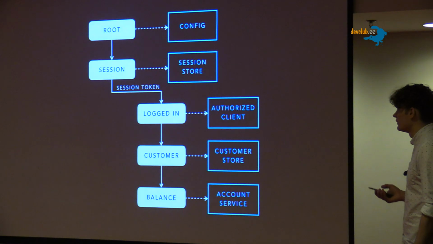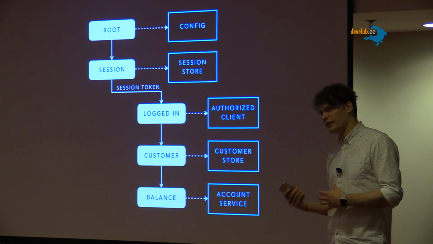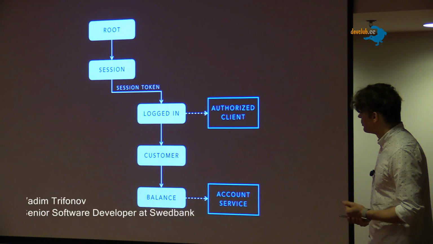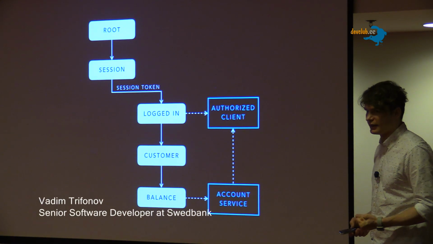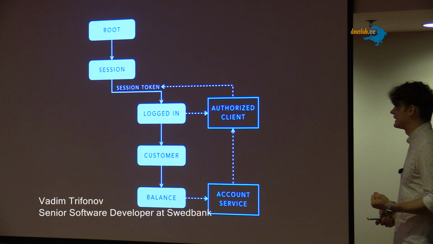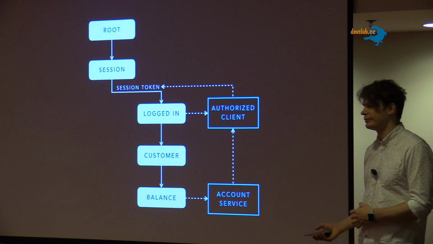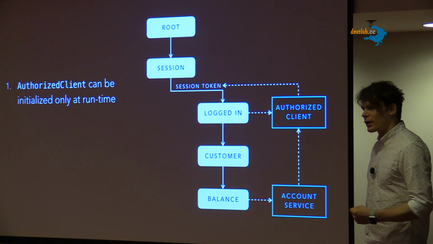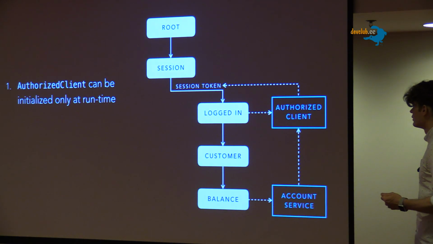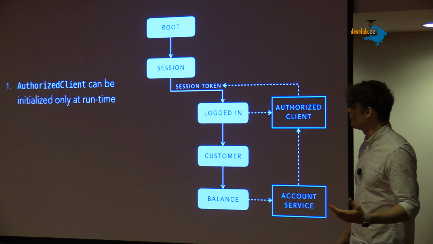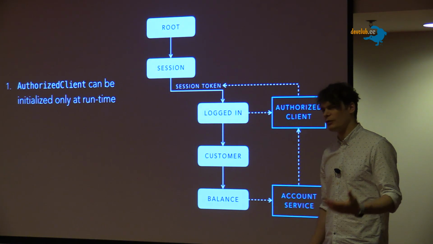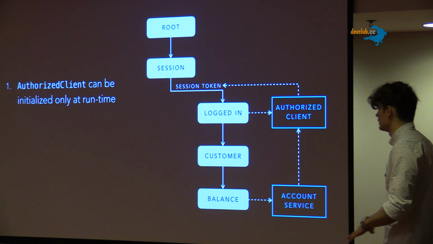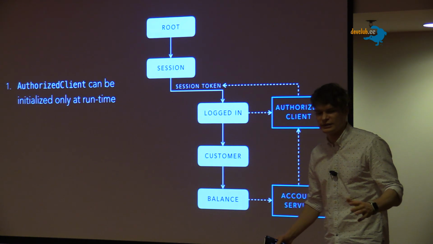So, if you're still with me, now will come the hard part. Because let's take a closer look at what we have. The balance wants account service, which depends on authorized client. And we know that authorized client can be initialized only with session token, meaning it depends on a runtime value. We can make two observations here. First is that authorized client can be initialized only at runtime, meaning that we cannot pre-initialize it at compile time. Of course we could, but then we would have to make runtime checks whether we have session token or not. And if we don't, it's kind of an exceptional state. We don't want this. We have this beautiful deep scope hierarchy to avoid these kinds of issues in principle.